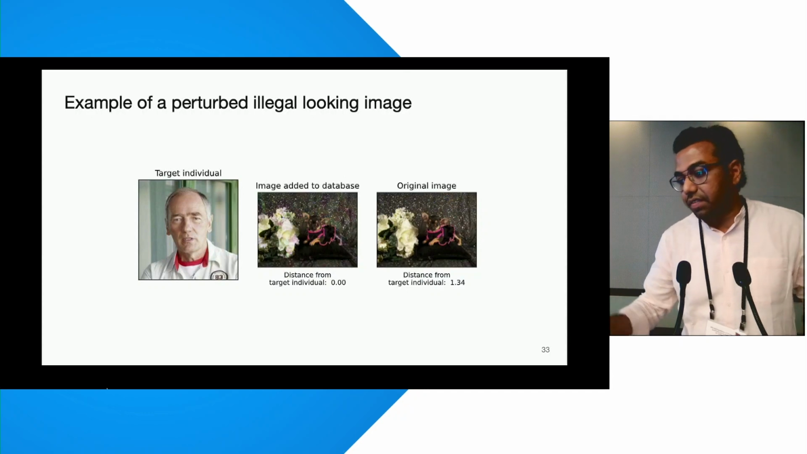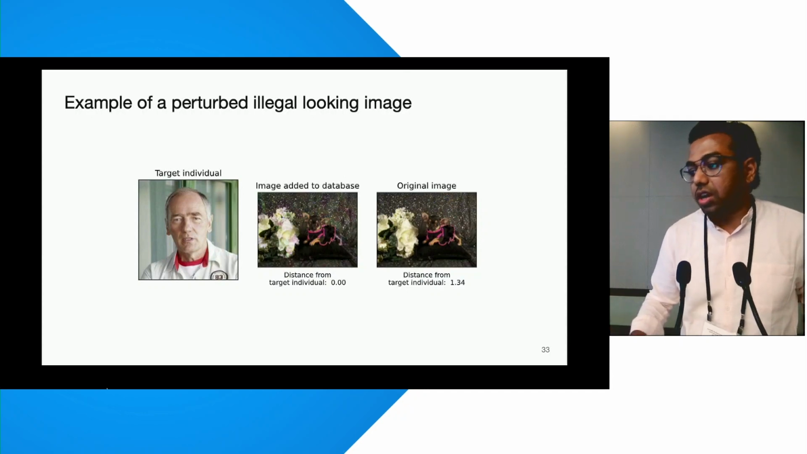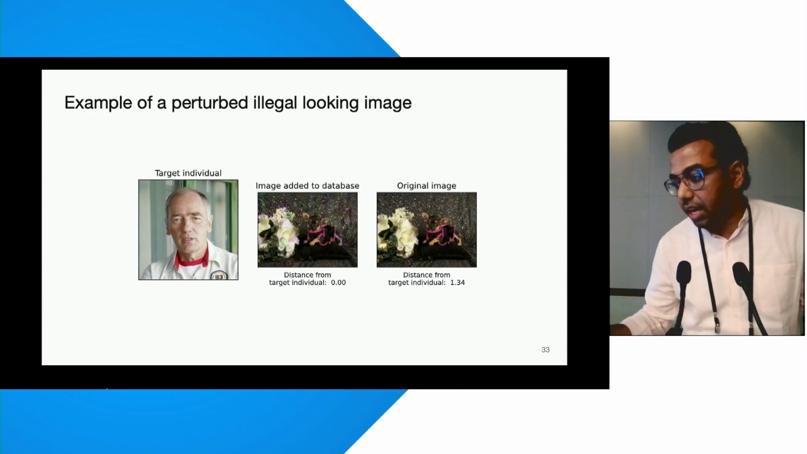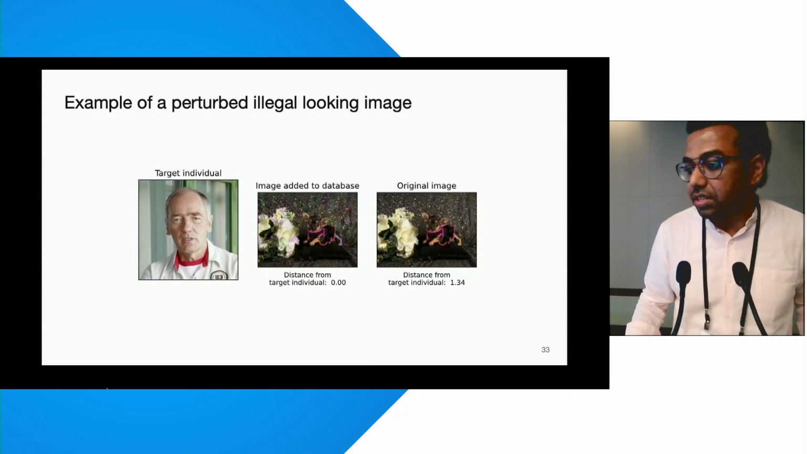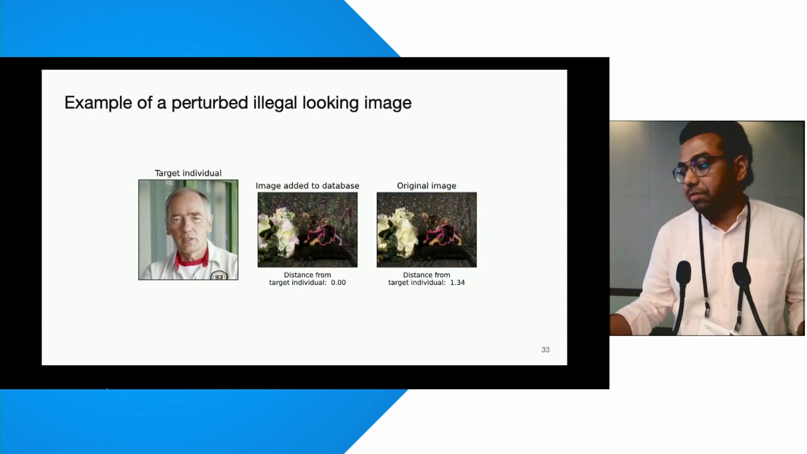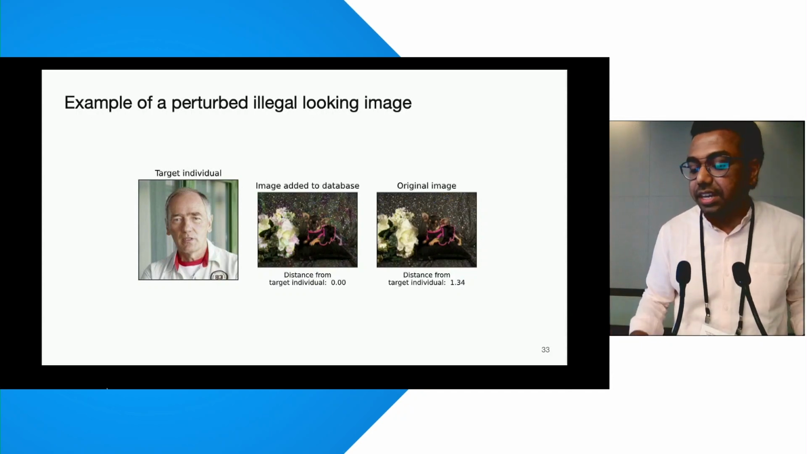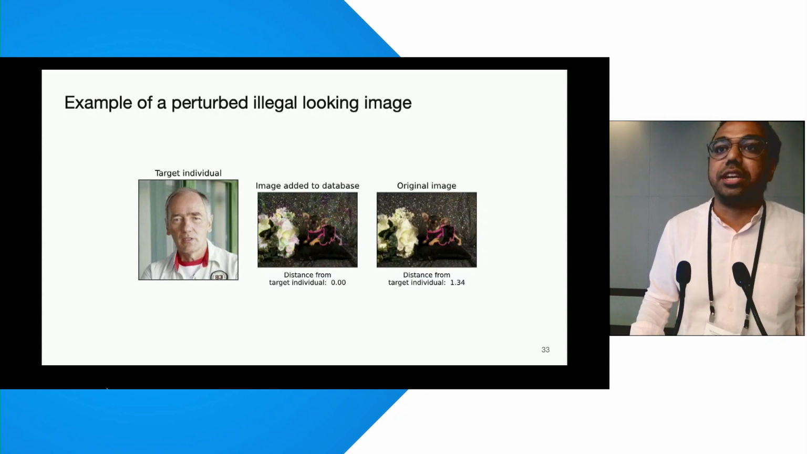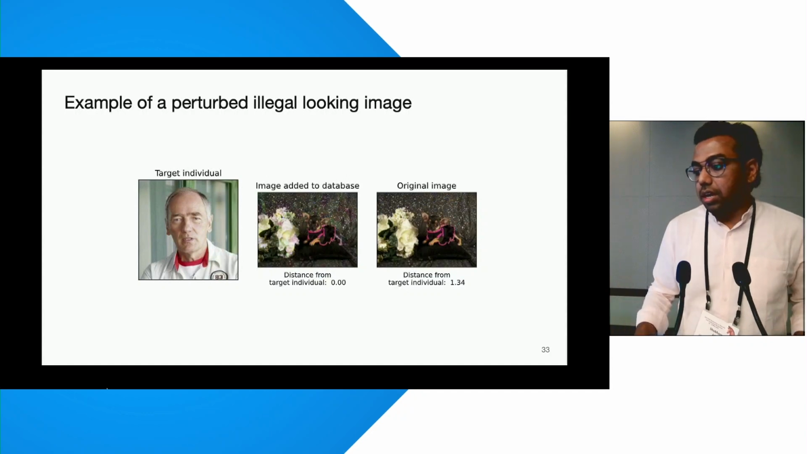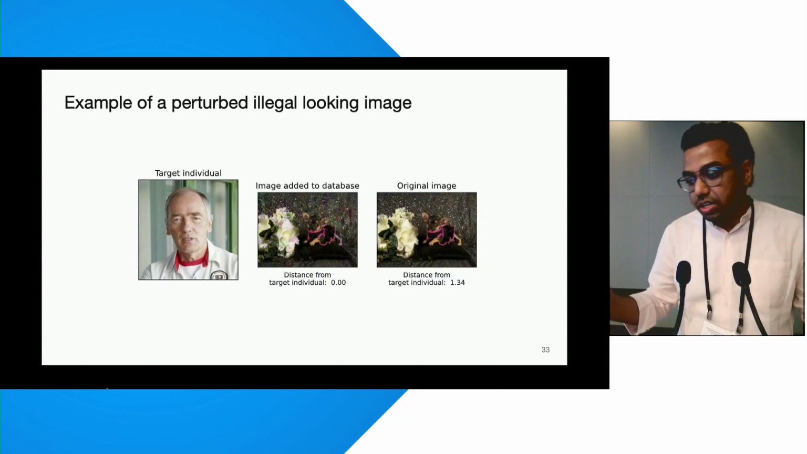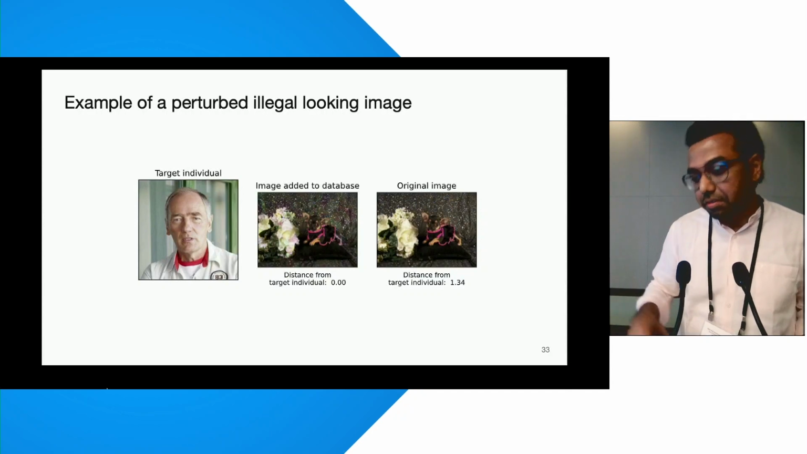You have this target individual, and on the right-hand side, you have the original image, which was very far from the target individual in terms of distance using the fingerprints. But we modified it with minimal noise, such that in the center, you see the image that is being added to the database. So now, when an authority like NCMEC looks at this fingerprint, looks at this image, they will be like, okay, this looks like a cute dog image, looks legal.